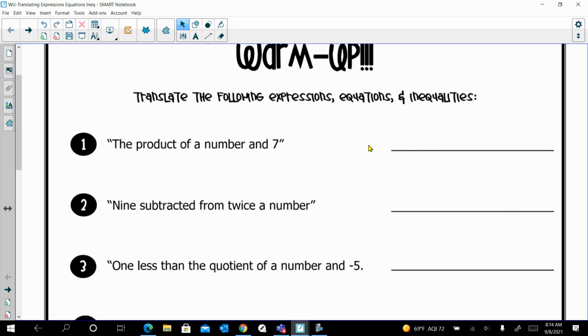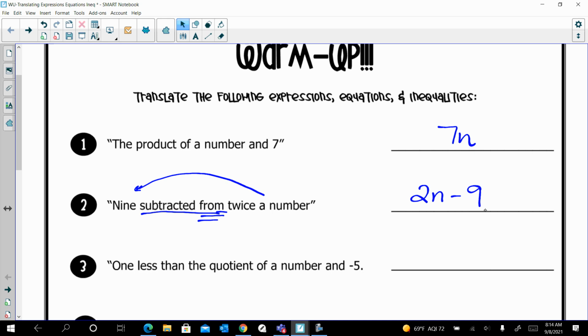Okay, on the warm-up, make sure it's written correctly. Order does matter. All right, product means I'm multiplying, so this should just be 7n. Because it says subtract it from, in the word from, okay, that means this is a turnaround word. We've got to switch the order. So this would be 2n minus 9.